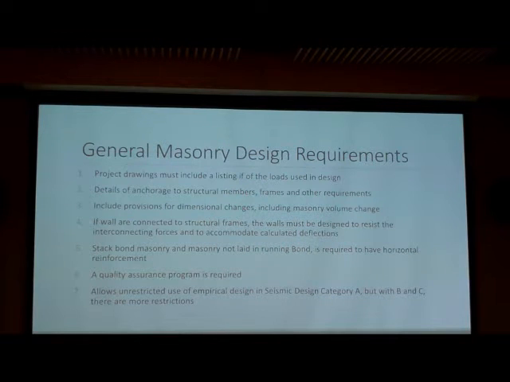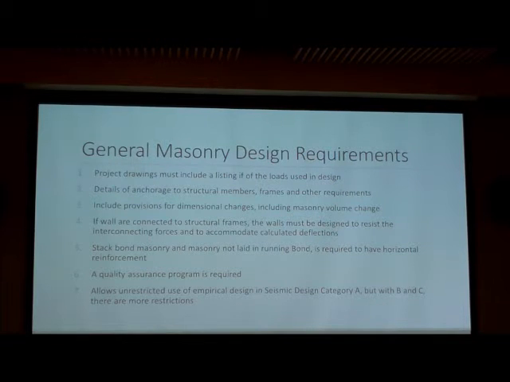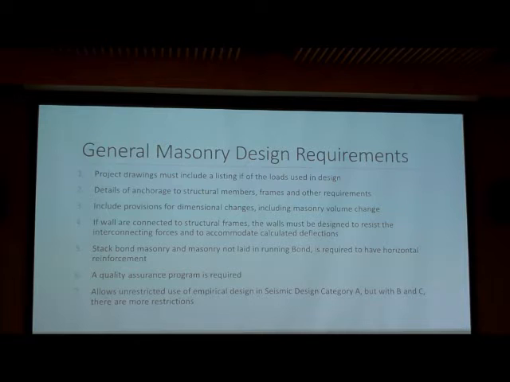So some general masonry design requirements. This is a list of really basic ones. And some of them you wouldn't kind of guess you would be using, but first one, project drawings must include a listing of the loads used in design. And then details of anchorage to structural members, frames, and other requirements must be included.